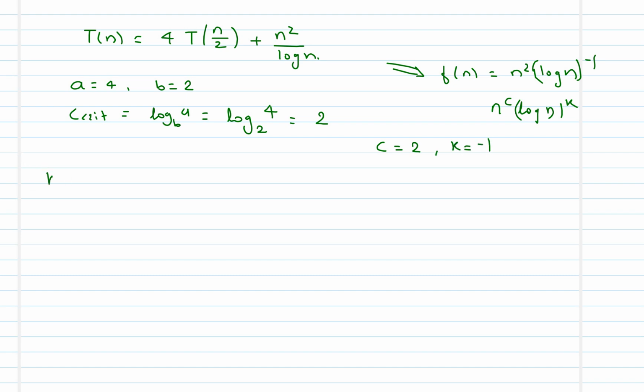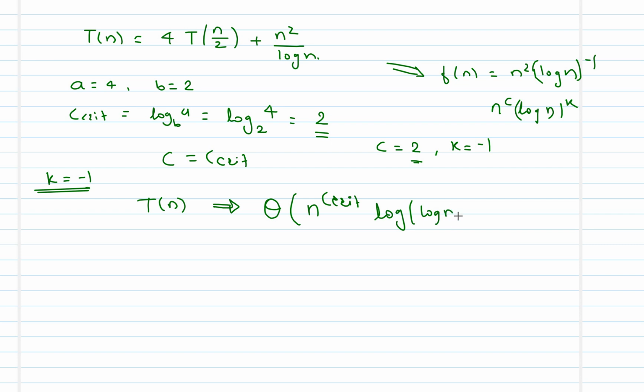So now when it comes to k equal to minus 1, it falls under the second category, and we also have C equal to C critical, because 2 is equal to 2. So for the k equal to minus 1 case, the complexity of T of n is given as theta of n to the power C critical into log of log n. What is C critical now? 2. So we will be getting complexity of the given recurrence relation using Master's theorem as n square log of log n.